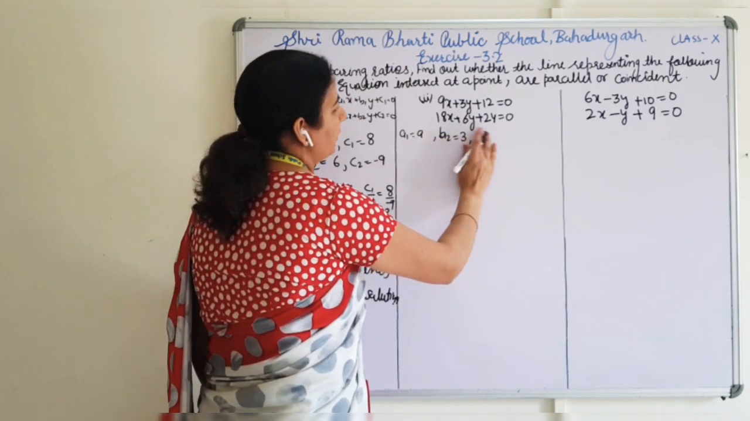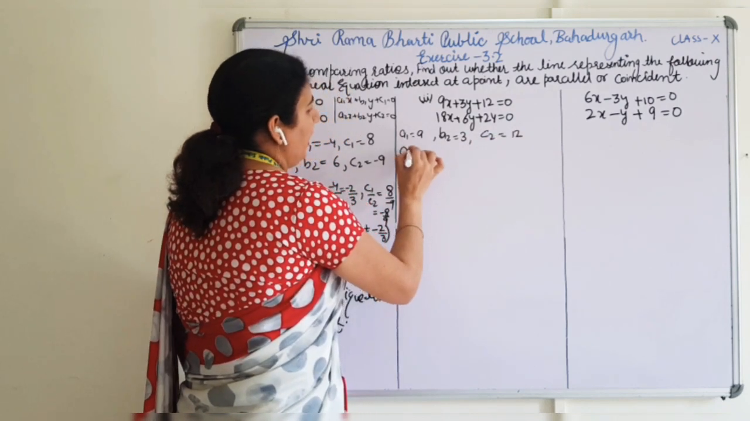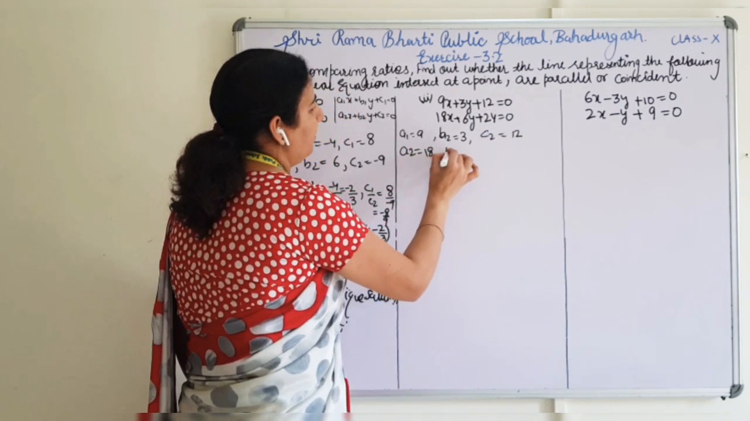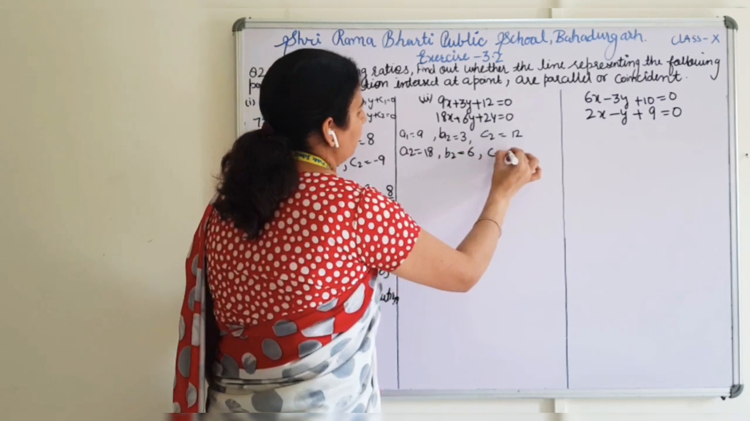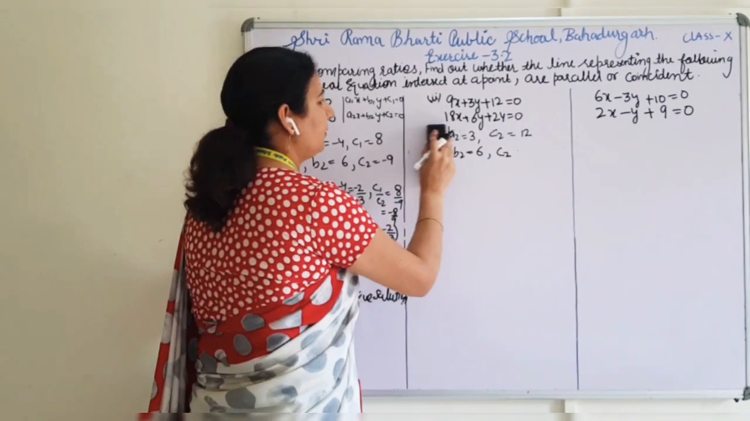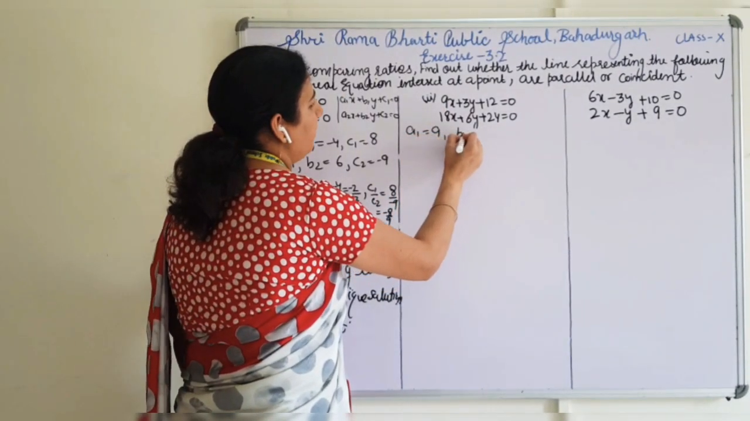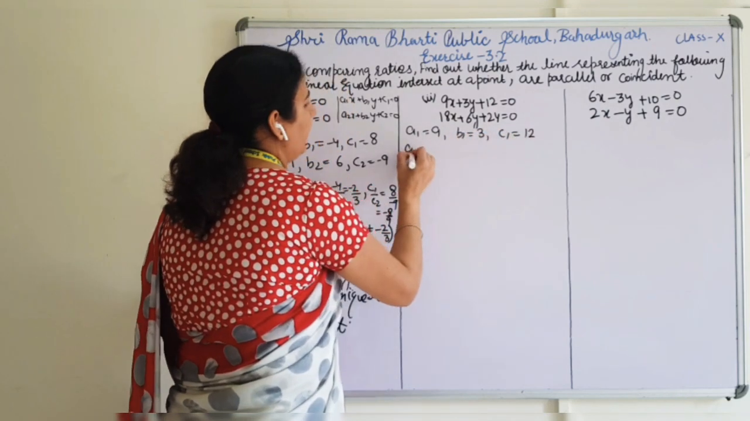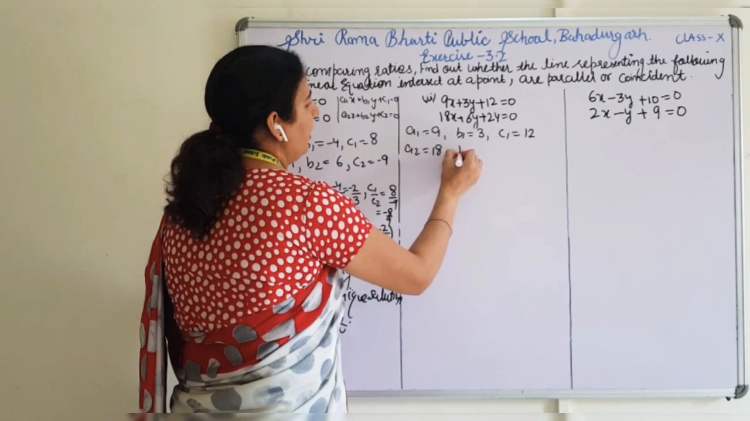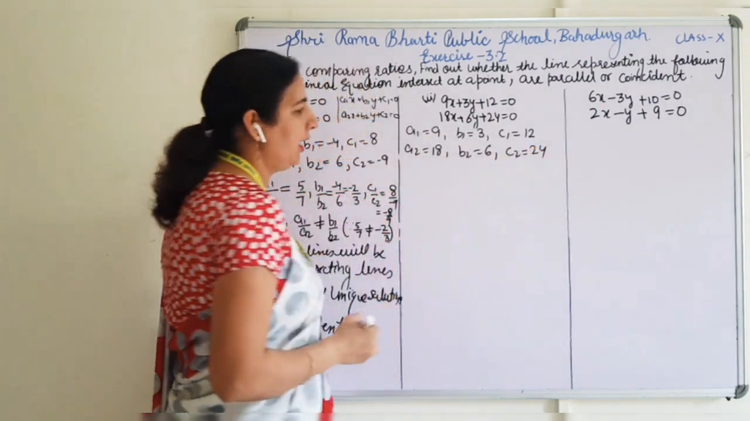Here you can see a1 is equal to 9, b1 is equal to 3, c1 is equal to 12. a2 is equal to 18, b2 is equal to 6 and c2 is equal to 24.